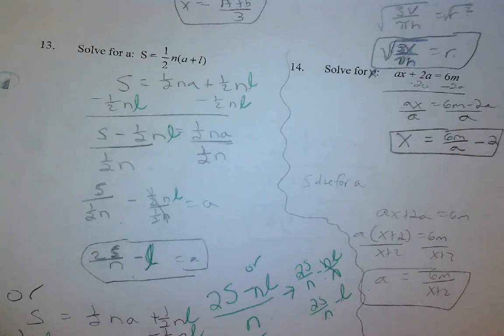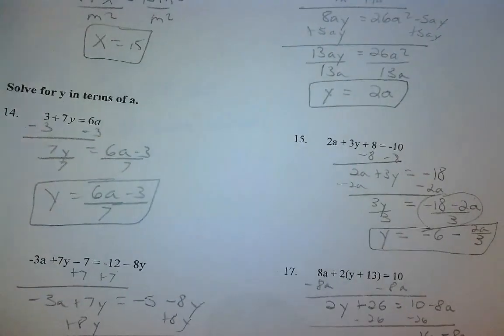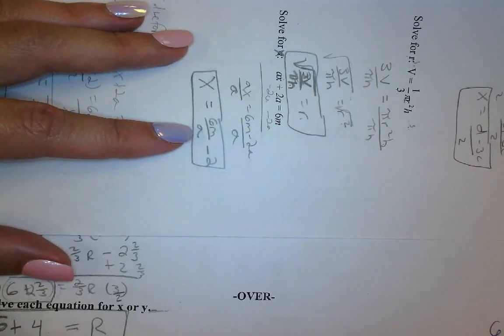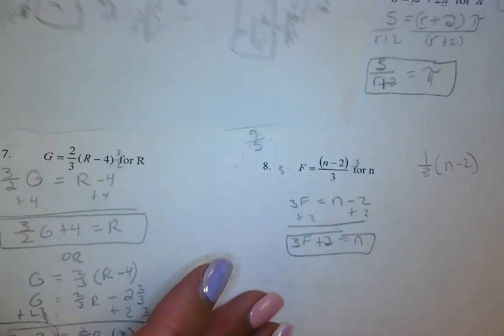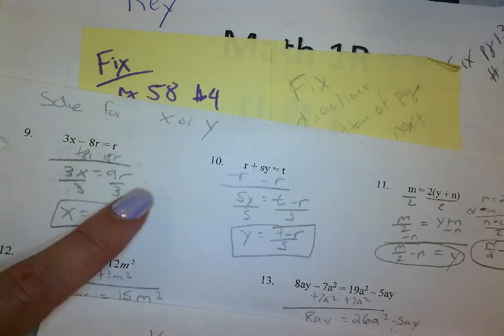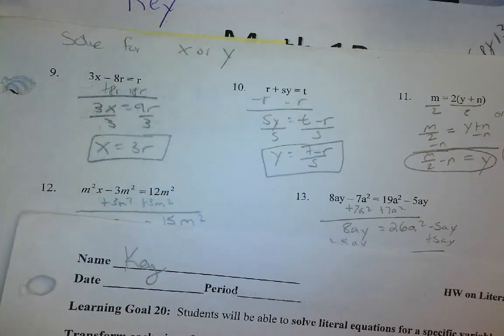Your homework is going to be 61 and 62. I'm not sure that there's directions. Oh, there are. Directions for 61 are at the bottom, or 62 are at the bottom. It says solve each equation for x or y. So that's for this page, starting here at number 9. Solve each equation for x or y. That's what you're looking for.